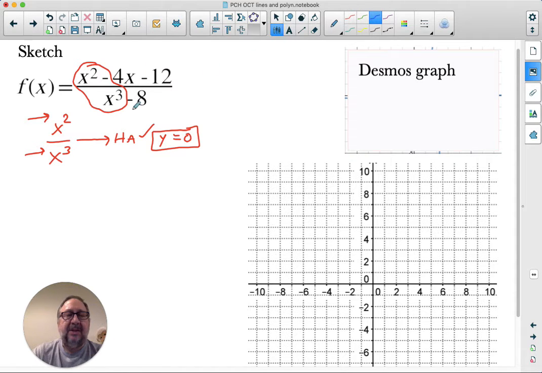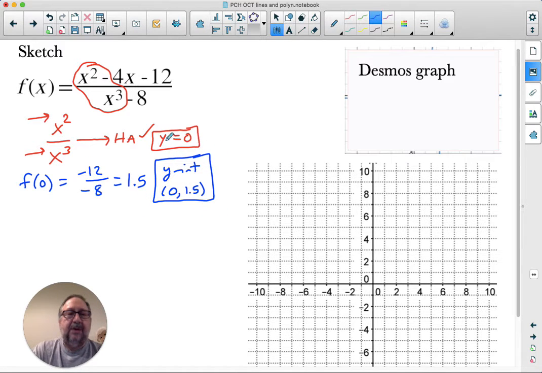The other thing that we can get from this is we can find the y-intercept. We substitute in 0 for x. It's fairly quick because I get a couple of zeros, negative 12, and a 0 with a negative 8, and that's a 1.5. So we have a y-intercept of 0, 1.5.